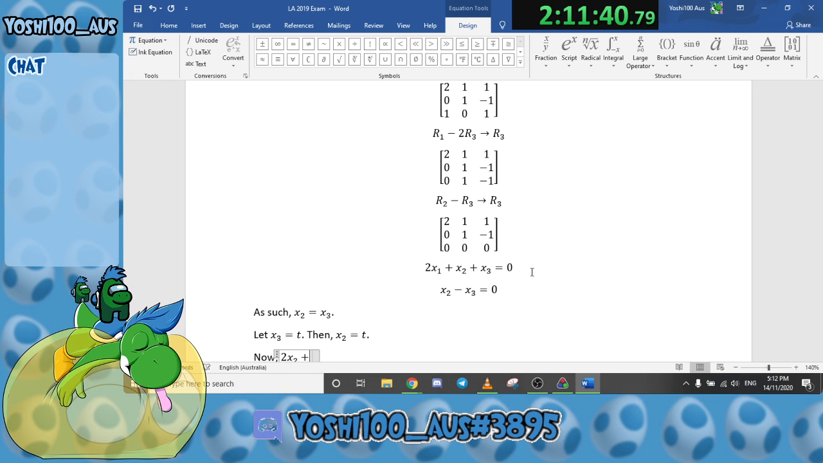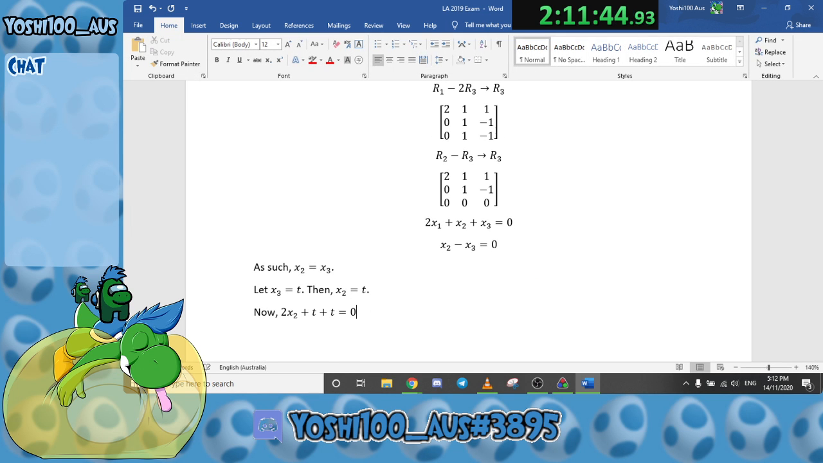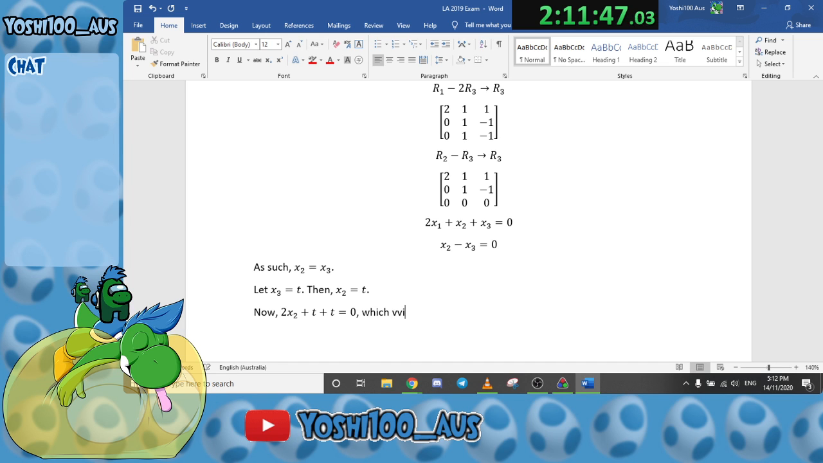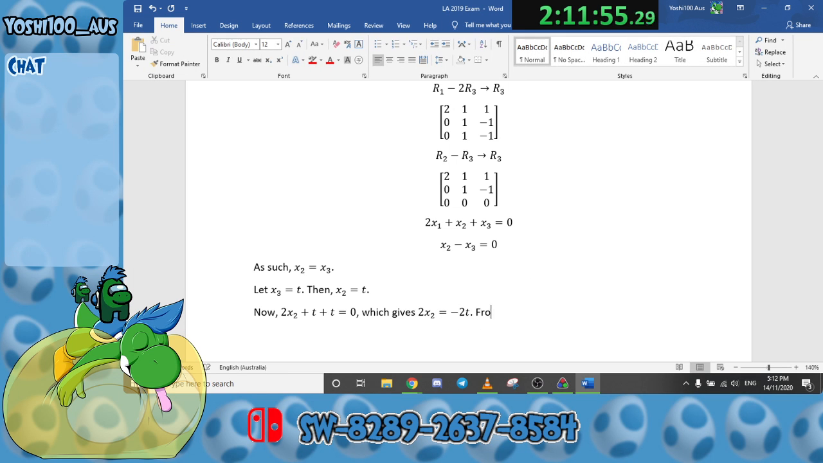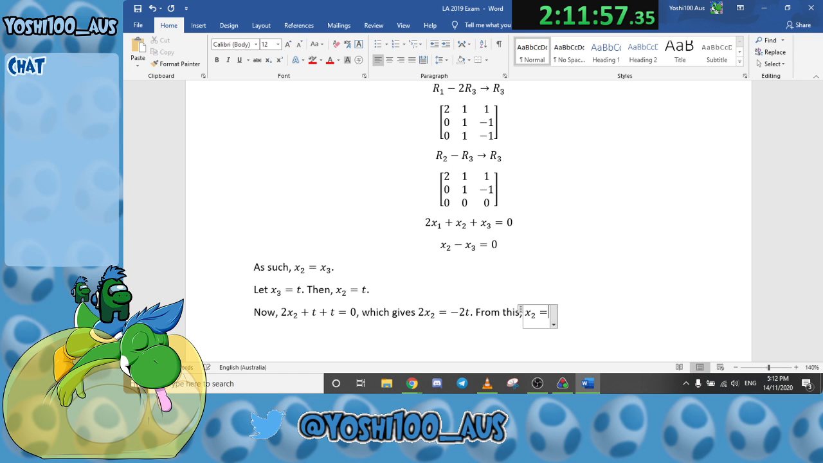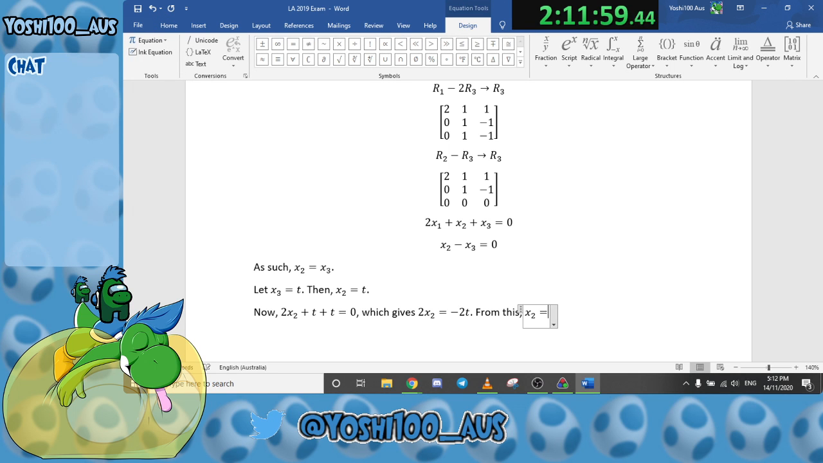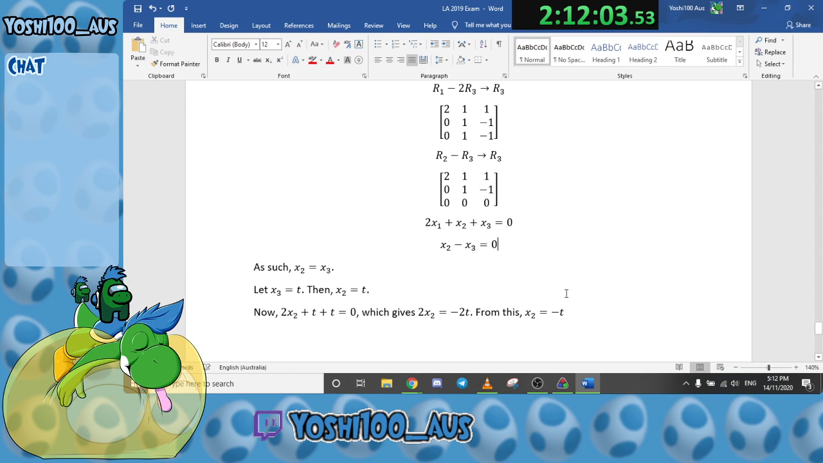Now, 2x2 plus t equals 0. So, which gives, okay, 2x2 equals minus 2t. From this, x2 equals 1. No, it equals minus t. Right? I think that's right.